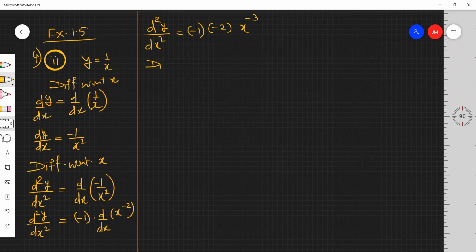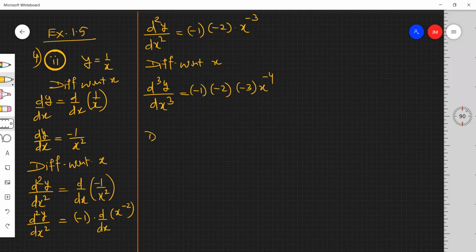I differentiated once again, differentiating with respect to x. So you will get d3y upon dx3. And what will it be? Minus 1 minus 2, and the derivative of x raised to minus 3 is minus 3 x raised to minus 4.